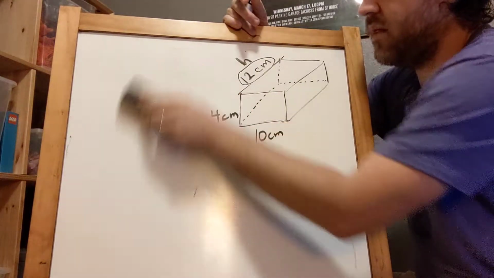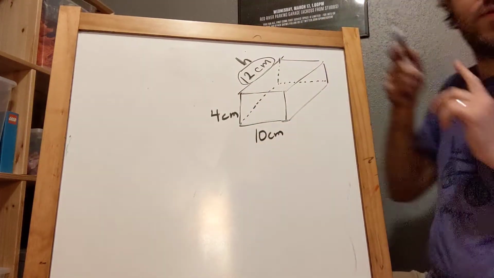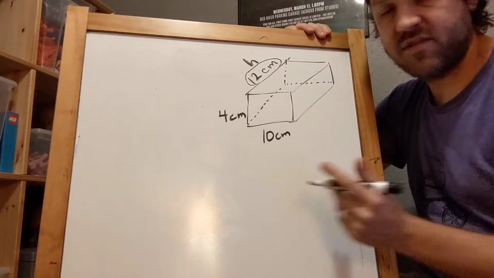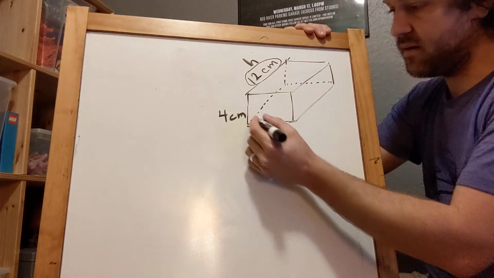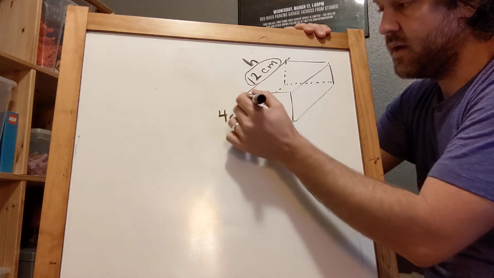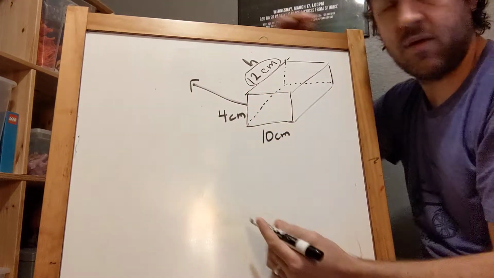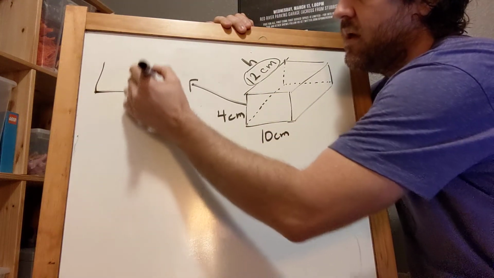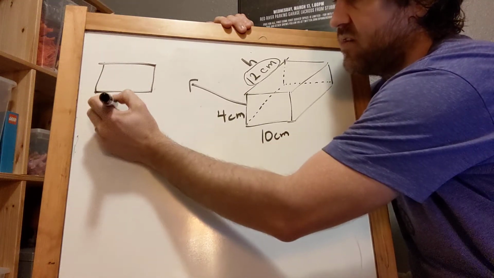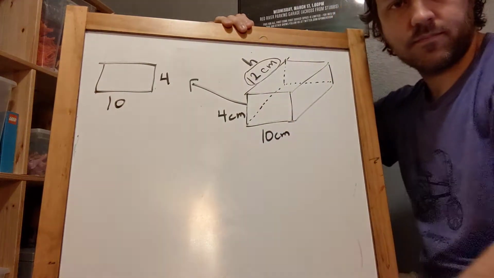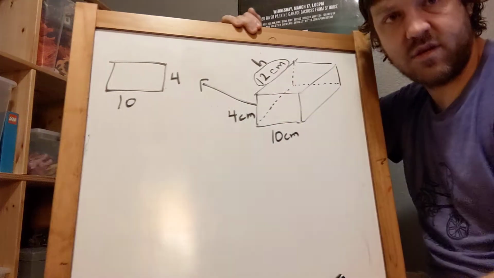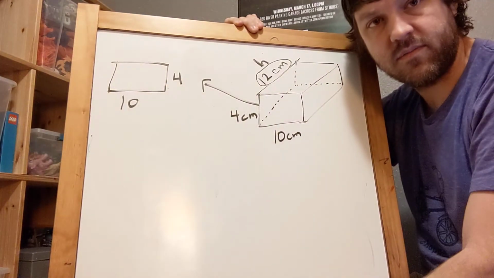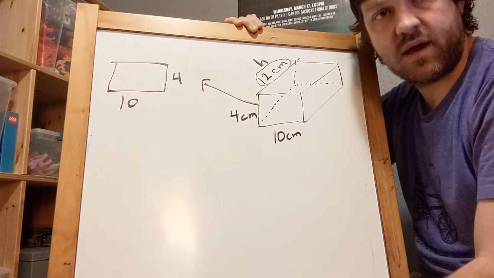So let's start with base area. To find the base area, first I have to find the area of the base. So let me take this base out and say, what is this base? Well, it's a rectangle, and it has dimensions of 10 and 4. In the last unit, we learned how to do this, and so we're just going to calculate the area.